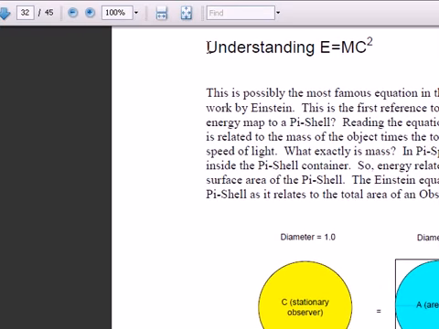Hey there, this recording is to do with possibly one of the most famous equations in the world. It's obviously the energy equation Einstein came up with, which is E is equal to mc squared. Pretty much the understanding of it is that the total energy of any atom is E is equal to mc squared, where m is the mass and c is the speed of light.